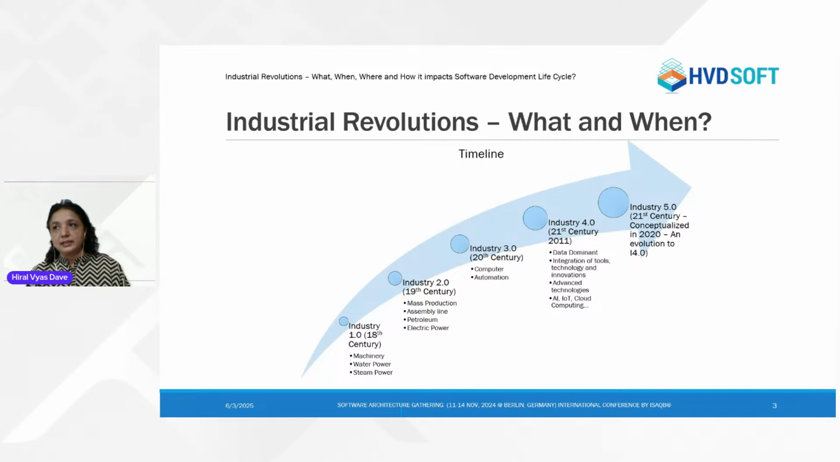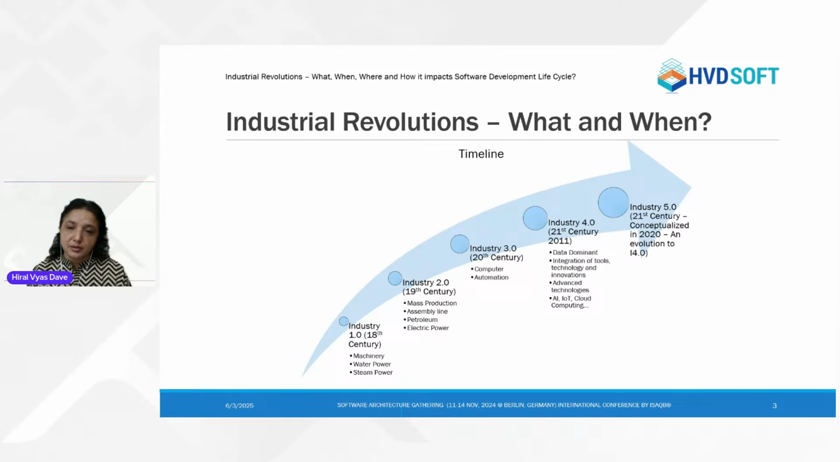So to start with, let us see what industrial revolutions are. So far, the world has witnessed 4 industrial revolutions. Most of you might be aware of them if you are coming from a manufacturing industry background. These revolutions started early in the 18th century, and till date, we are on that journey.